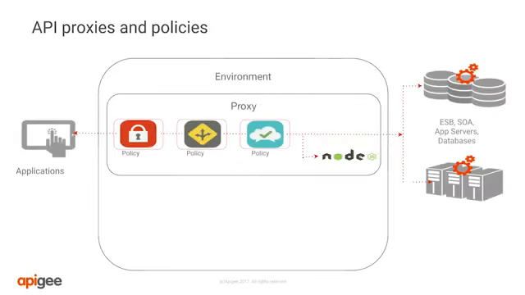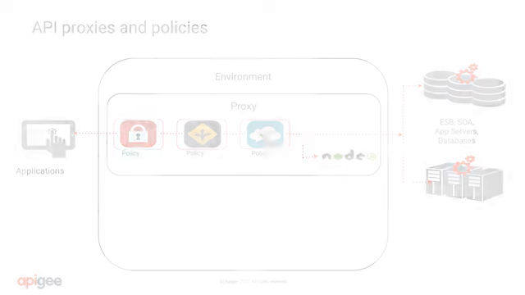Let's discuss proxies, which are deployed to an environment, and the policies that are attached to it. A proxy handles requests from the client, executes the policies, and forwards the request to the backend server. We have policies for security, protocol mediation, traffic management, and for extensions. All of these policies are written in XML. A policy represents one step in a flow. We will cover API proxy flows next.